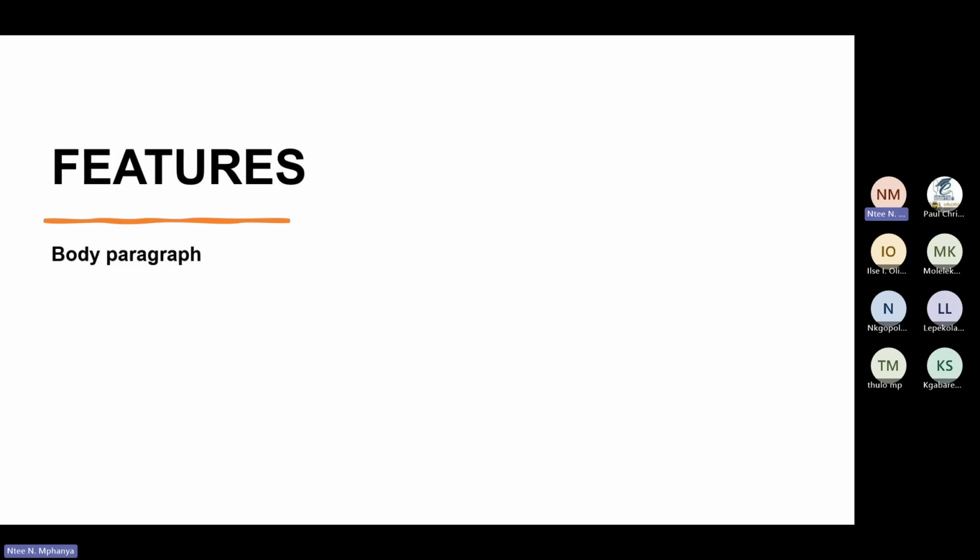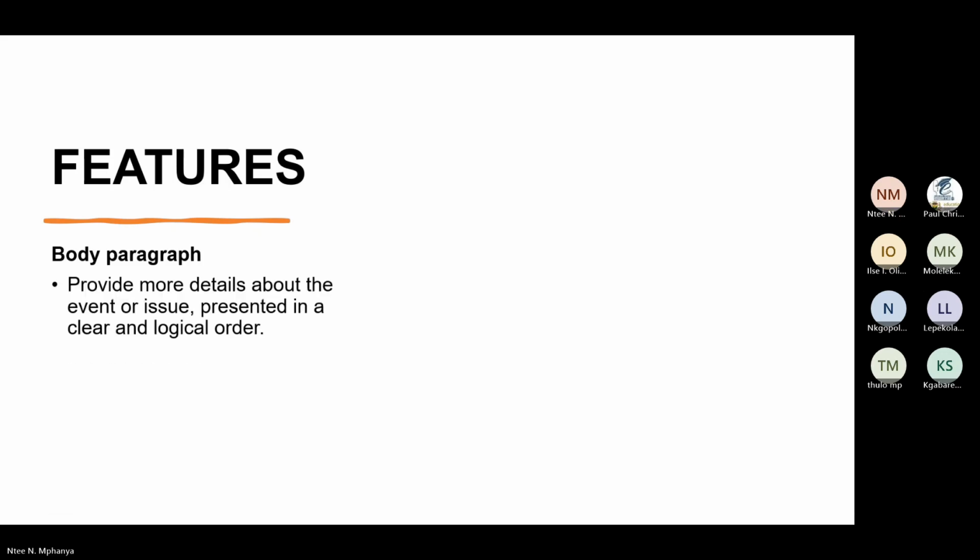Then we come to the body. Now the body provides more details about the event or issue, and it is presented in a clear and logical order. Don't jumble your facts around. It must be clear and it must make sense.